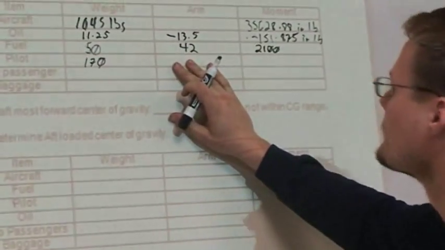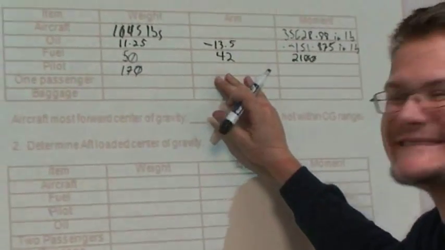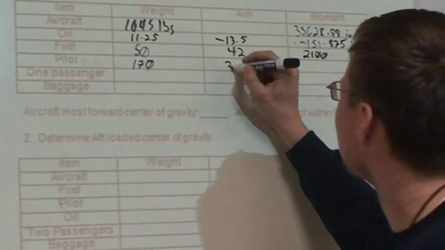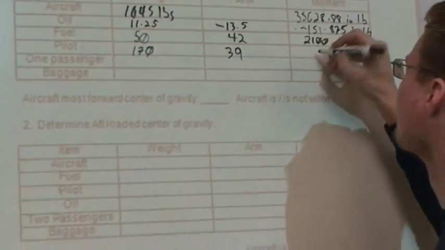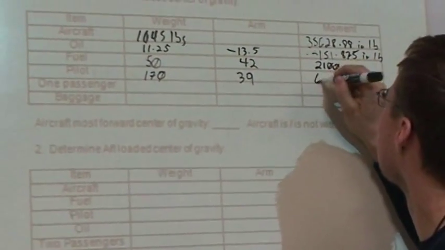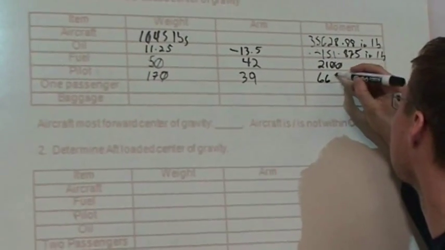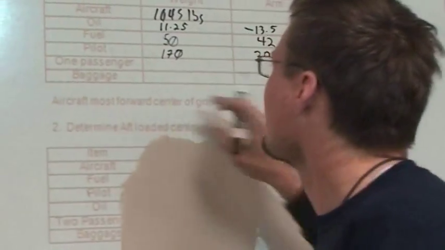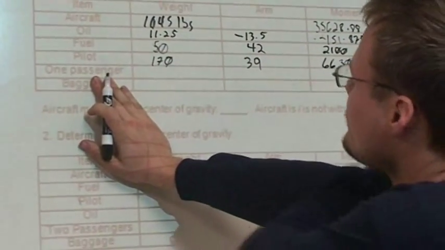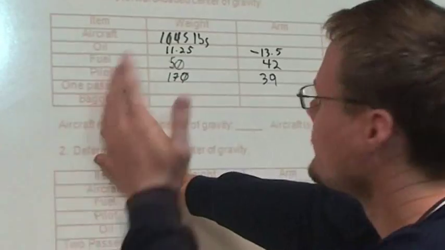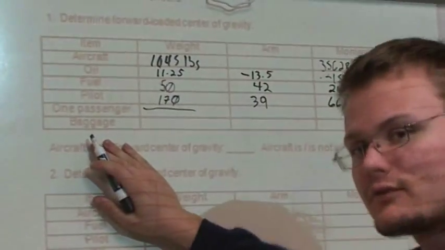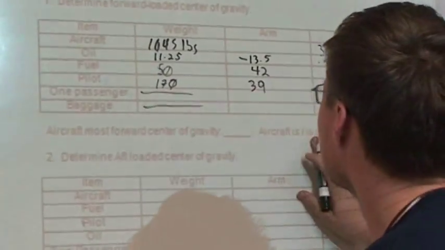Okay. And a pilot qualifies as a person. Go ahead. That's a 39, with an arm of 3.9, which gives us 6630. Now, this plane can carry 1 passenger. However, that's behind the CG limit, so we won't be using that. And baggage is also behind the CG limit, so you won't be using that.